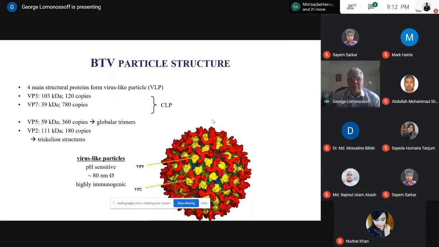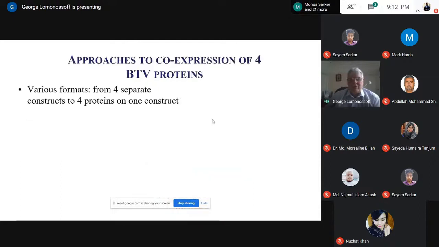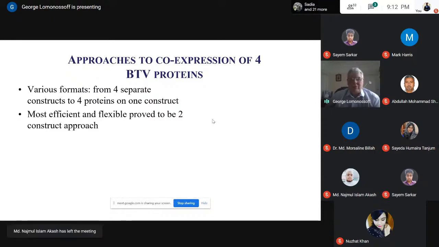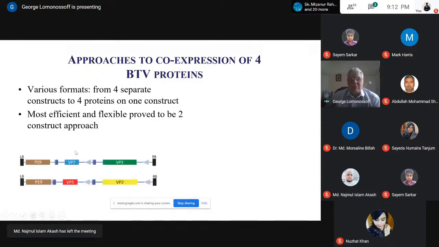Anyway, so how do you go and make these bluetongue virus particles? Well, you want to express 4 proteins. You can put them all on one construct, which in a way for expression is the most efficient, but it's a bit cumbersome, takes a while to do. Or you can put each one on a separate construct, but then it's quite difficult to control the relative amounts you express. But we found the most efficient and flexible approach was to produce a construct with the 2 inner proteins to make core-like particles and a construct with the 2 outer ones.